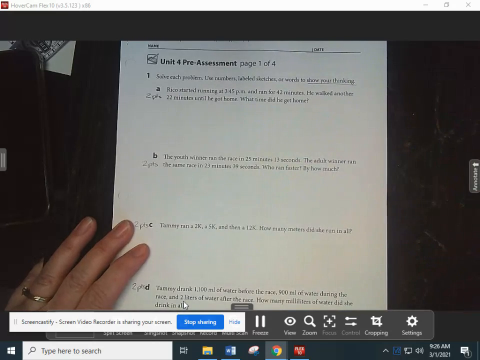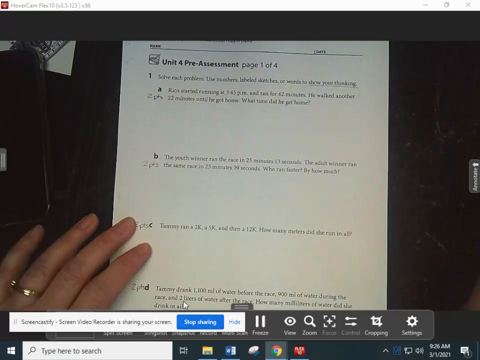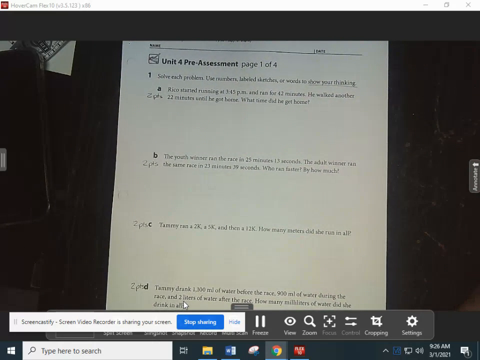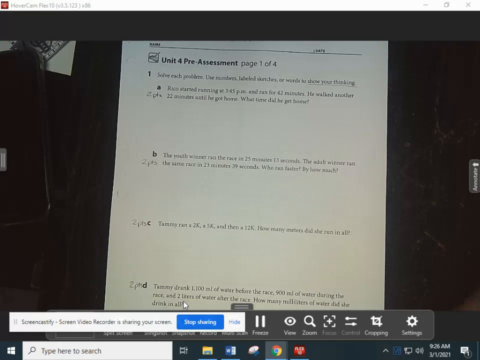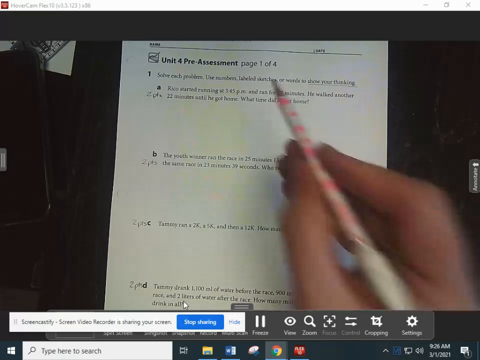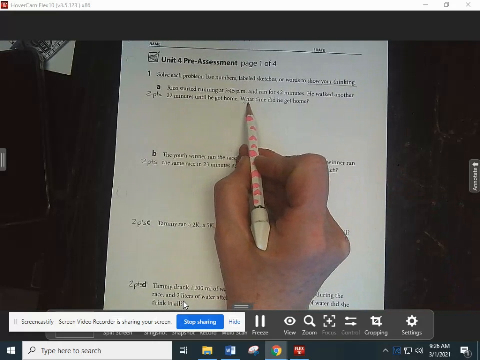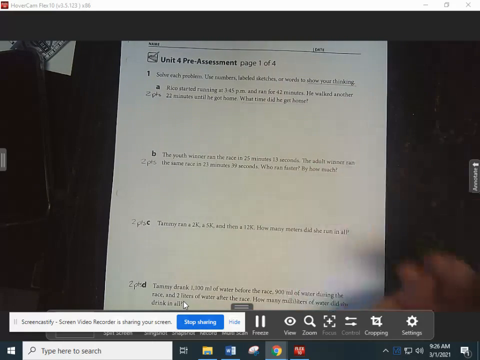Show your thinking. So here it says Rico started running at 3:45 p.m. and ran for 42 minutes. Then he walked another 22 minutes until he got home. Here's your question. What time did he get home? Lots of room to work.